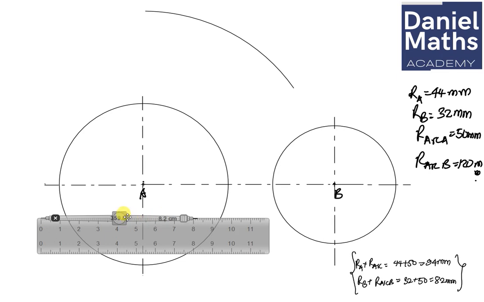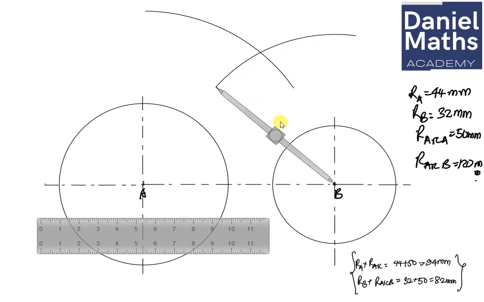Then I'm taking my compass back to point B. From point B I'm going to make also an arc that cuts through this point. So let me put it properly at point B, and then cut through this point here. Where these two arcs meet, I'm going to call that my point C. That gives me my point C.